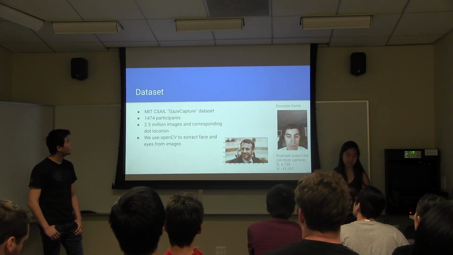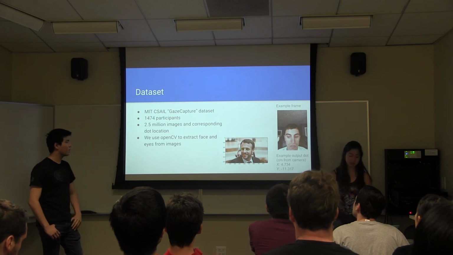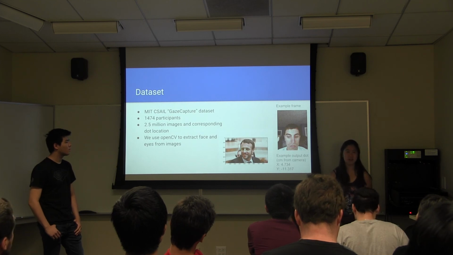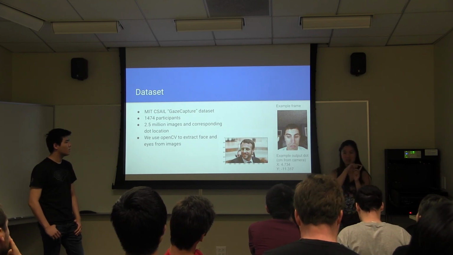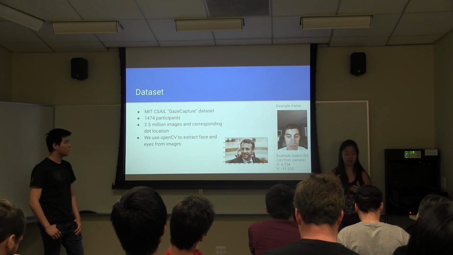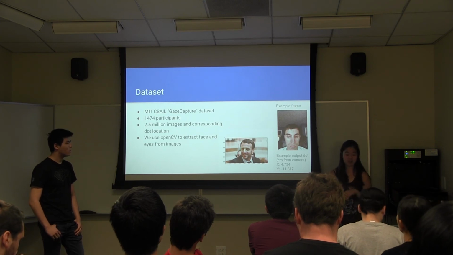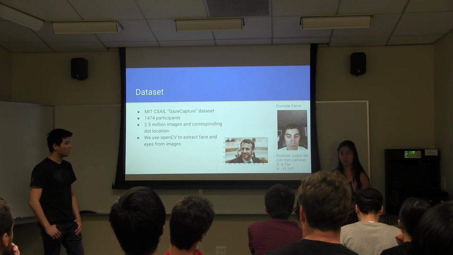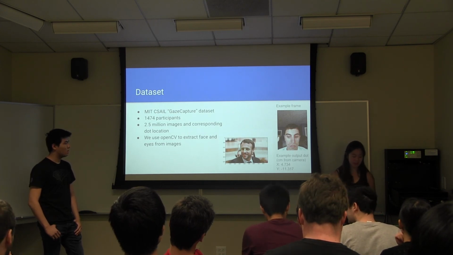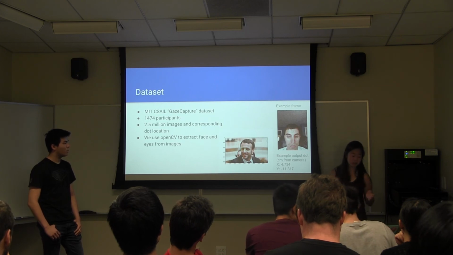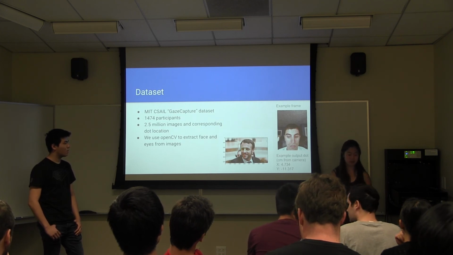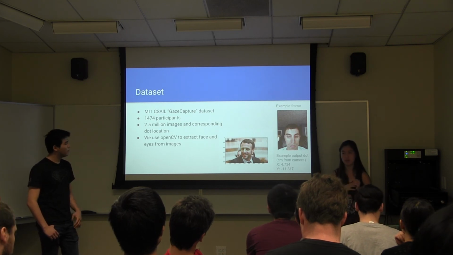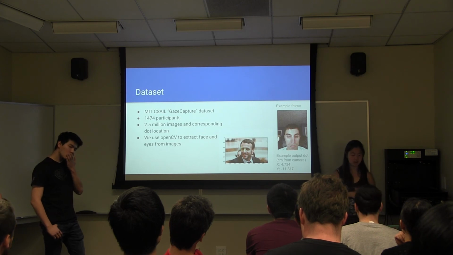So, more information on the dataset. It was released by a group at MIT and is called GazeCapture. They tracked 1,474 participants. All these participants were told to track a dot across the screen while the front-facing camera recorded their eye location and face. There was a lot of error checking that went in to clean the dataset as much as possible before it was released, so we didn't have to do any of that. Specifically, there are 2.5 million images and their corresponding dot locations. They also did eye detection and face detection, but we decided to do that on our own using an OpenCV library.